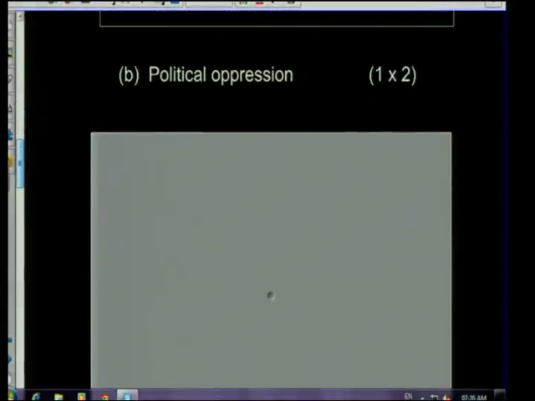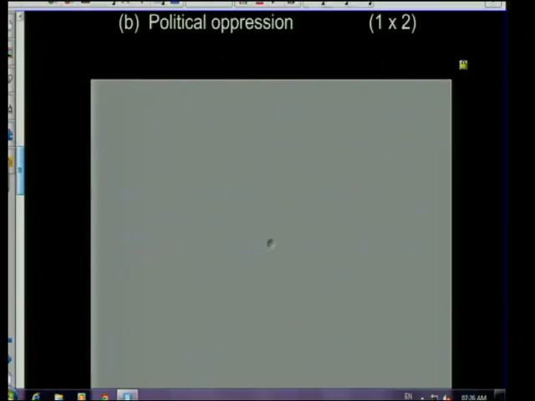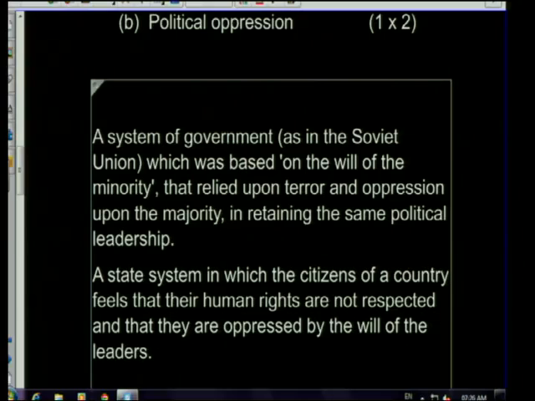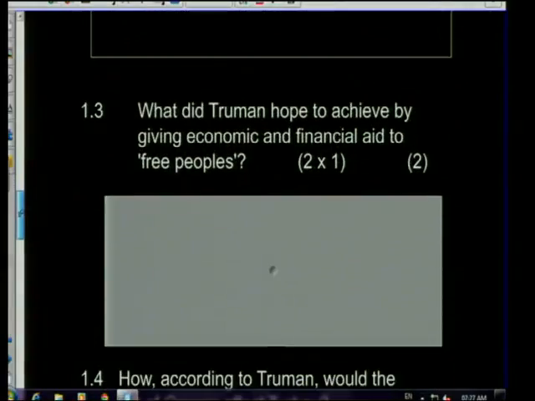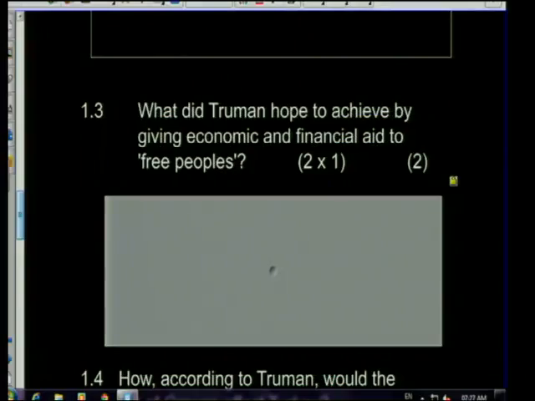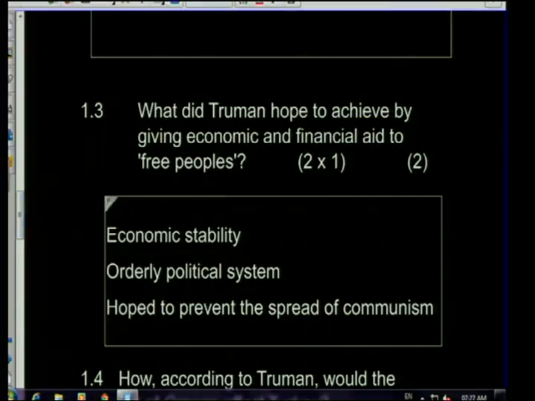That is an easy one, and it's out of 2 marks. Then if you look at the possible answer again, it tells you that it is a system of government, as in the Soviet Union, which was based on the will of the minority. Again, I won't read the entire answer. If you would like to see the answers, they are on the DBE website. And then the next question is, what did Truman hope to achieve by giving economic and financial aid to free peoples? What did he hope to achieve? And again, this is according to the source.